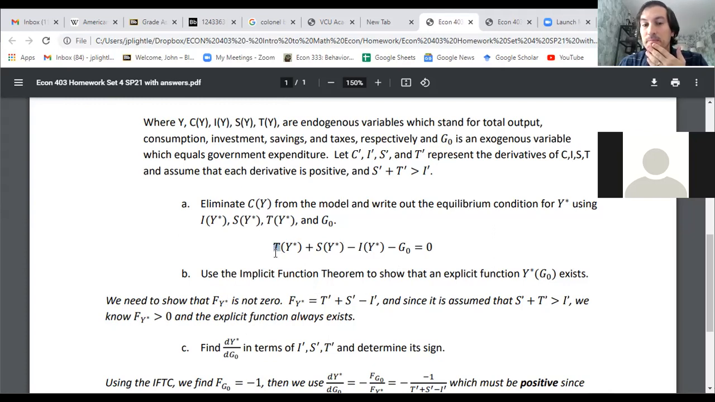Well, what is it? The derivative of this first term is t prime. The derivative of this second term is s prime. The derivative of this third term is I prime. The derivative of g0 goes away, since there's no y there. Once you have t prime plus s prime plus I prime, you have to show that it's not 0. Even some people just stopped there. Even if they got that, it's like, oh, good, you got that, but that's not the whole thing.